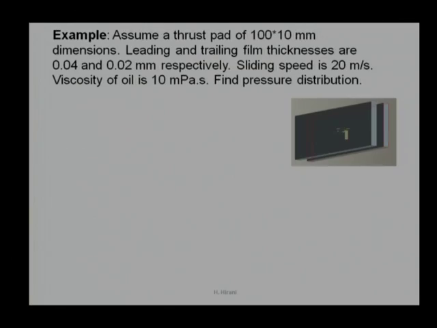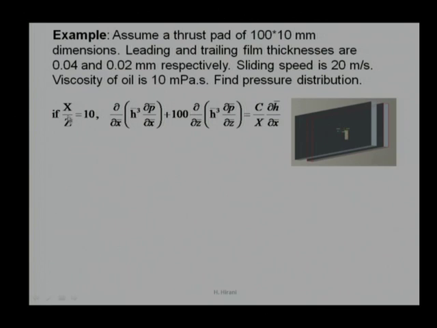Just another dimension. Let us assume in this case that the dimension in the x direction is too large compared to the z direction. So we are taking a separate case. Let us take a thrust bearing pad as 100 mm by 10 mm. That means the dimension in the x direction is 100 mm, while the dimension in the z direction is 10 mm. So we have x by z equal to 10 in this situation. When x by z is 10, this second term is going to dominate. In the earlier case, this value was 0.1, while in the present case this value is 10.